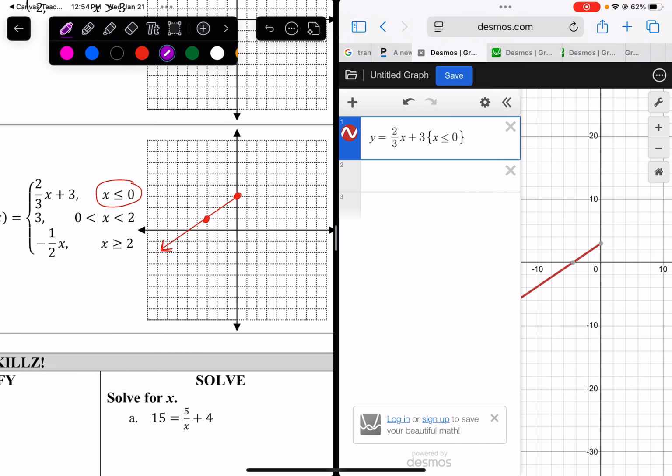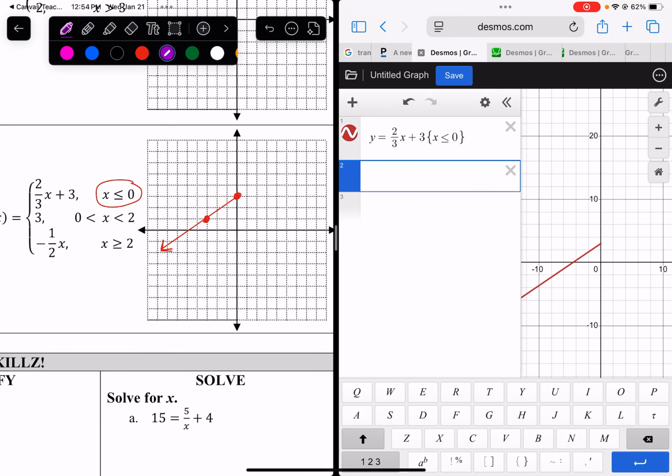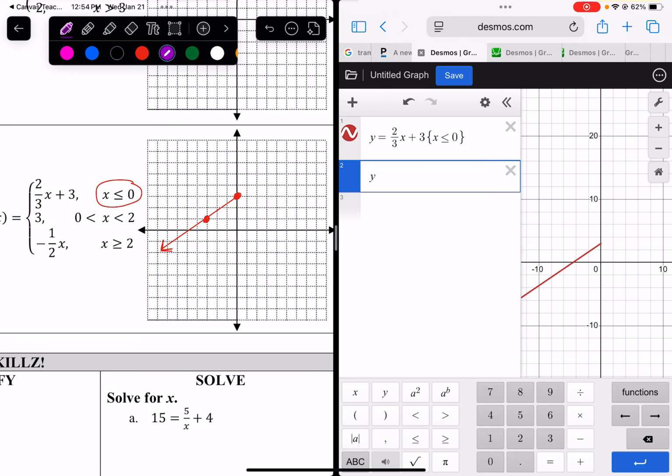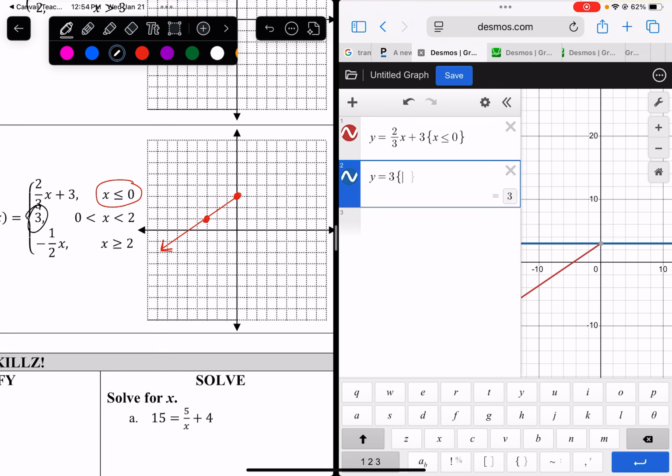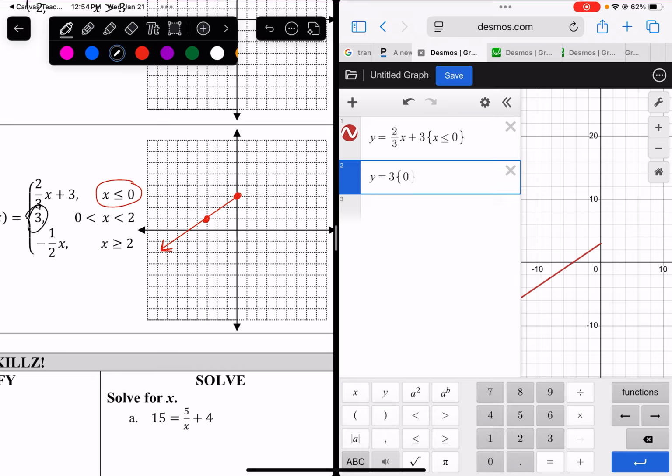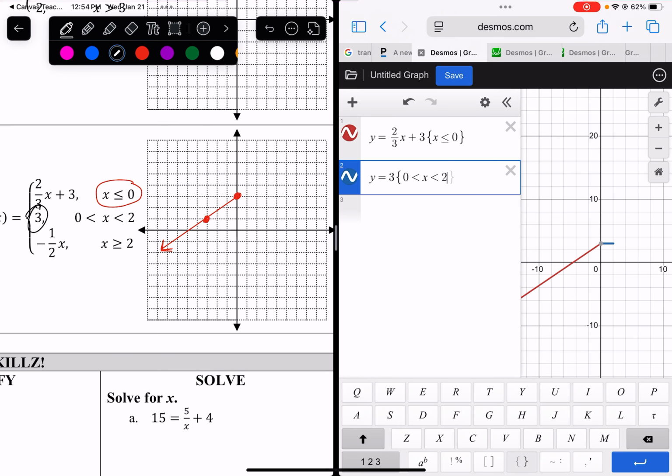All right, and then we've got our second piece of the function. Again, make sure that you do y equals whatever your function is. In this case, it's just y equals 3. If you don't do y equals 3, it's not going to plot it. You need that y equals. And then we want it for x values between 0 and 2. So we do ABC, curly bracket, and I'm going to do 0 is less than x is less than 2, and then I close that bracket.